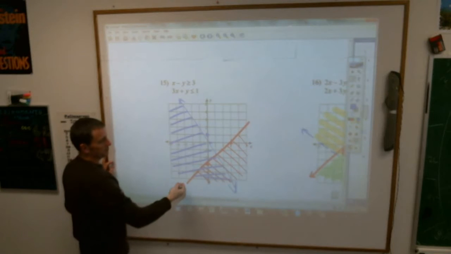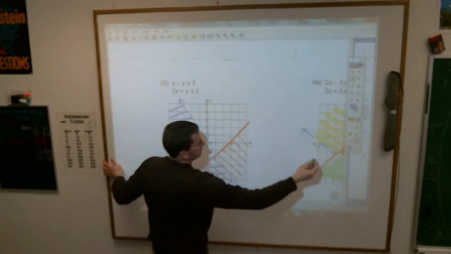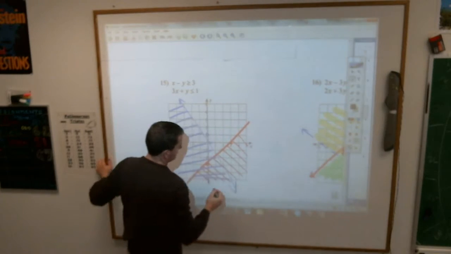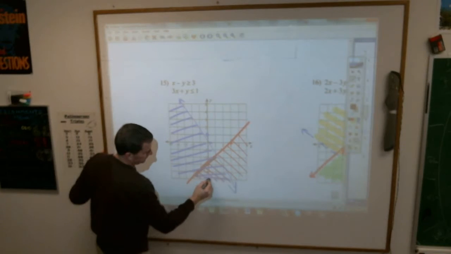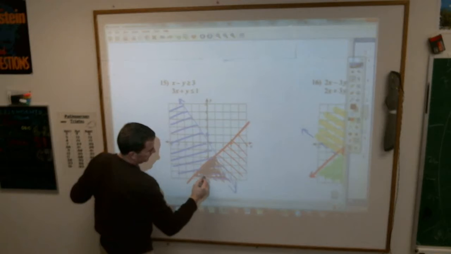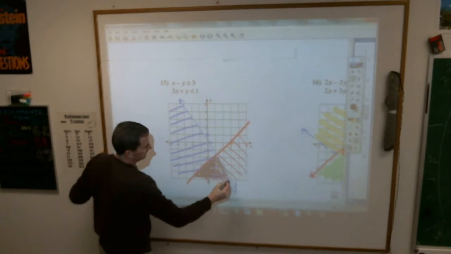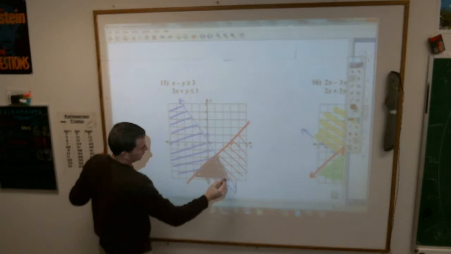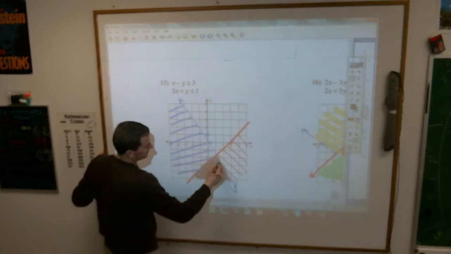And the answer is any place you see blue and red together, it looks like it happens to be right here. Did you get that right? Yep. I am prone to making a blunder every time.